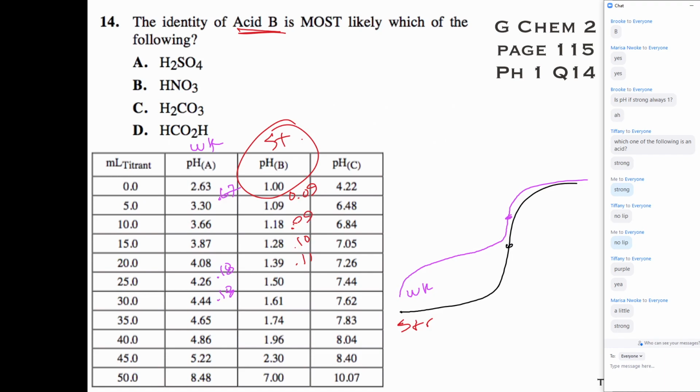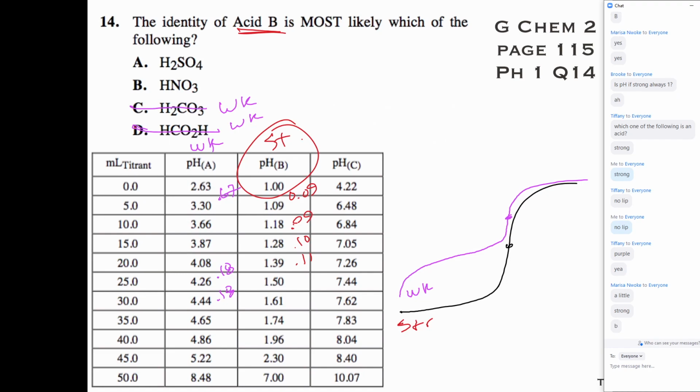So is that basically what this question is asking? Which one's strong? So help me out. What can I get rid of? Those two are weak. There's two strong acids. Which one is correct? Why B? You're absolutely right. Why?